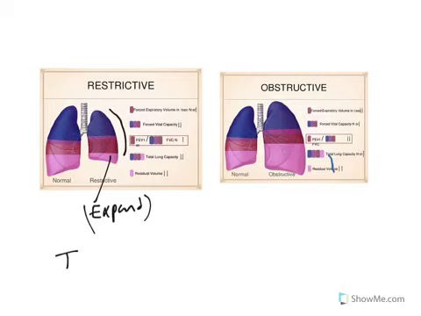So in this case, we expect total lung capacity to be less. We'll lose some of the volume. Total lung capacity will be lost, okay? Residual volume as well will be low. Everything will be low. IRV will be low. We cannot force a lot of air inside the lung because the lung is small anyway, okay?